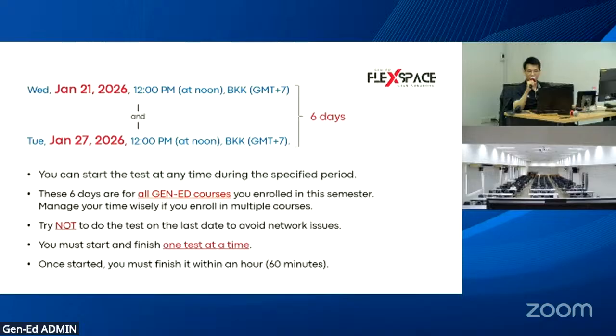Now try not to do that. You have 6 days, so manage your time wisely. And you must start and finish one test at a time. Do not open multiple test pages, because once you have started, you must finish it within an hour or 60 minutes. So do it one test at a time.